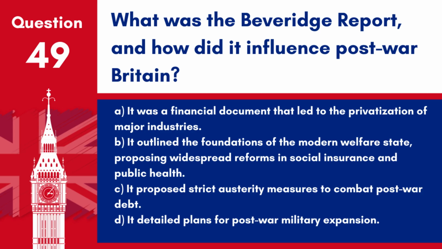Question 49. What was the Beveridge Report, and how did it influence post-war Britain? A. It was a financial document that led to the privatization of major industries. B. It outlined the foundations of the modern welfare state, proposing widespread reforms in social insurance and public health. C. It proposed strict austerity measures to combat post-war debt. D. It detailed plans for post-war military expansion.